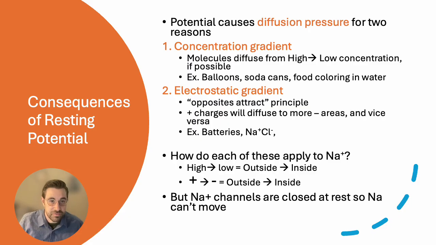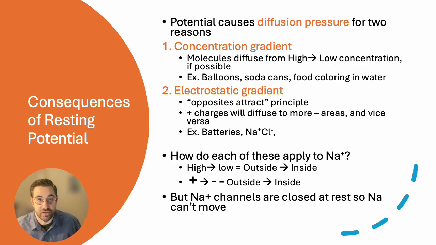The other aspect of diffusion pressure is coming from what's called electrostatic gradient, which is really just another name for the opposites attract principle. So positive charges are attracted to negative charges and vice versa, right? And you know this from examples like batteries. You got a positive and negative pole, right? And when you connect them together, they're attracted. That's how you get power, right?